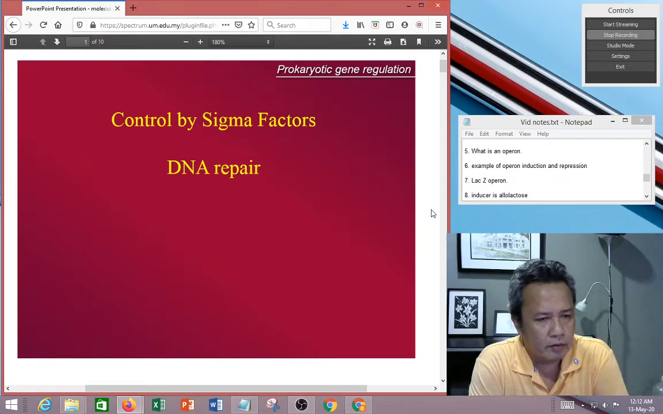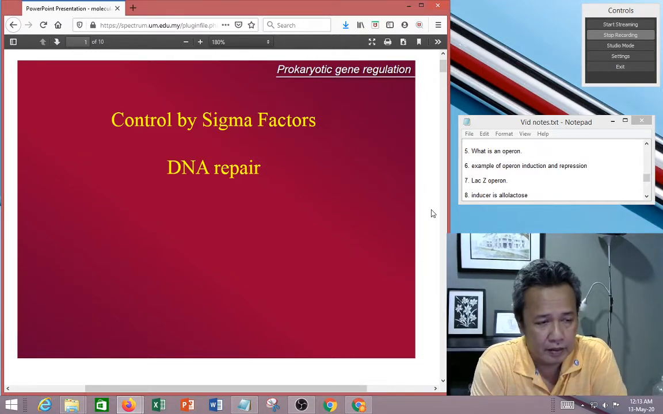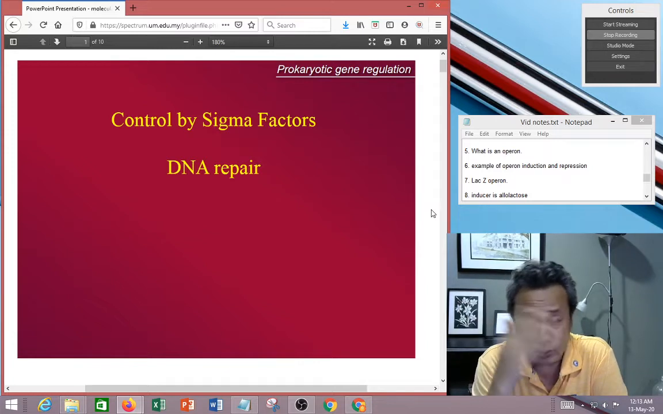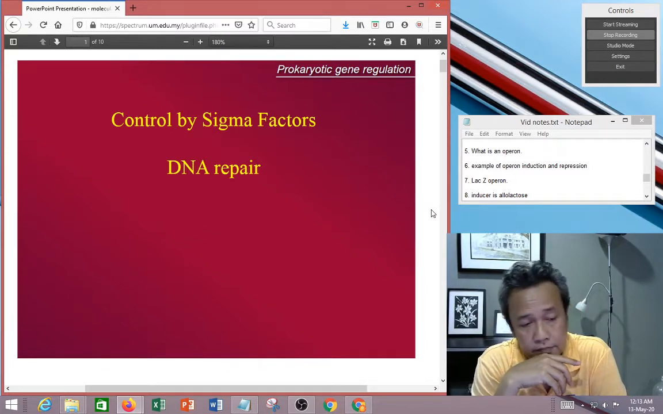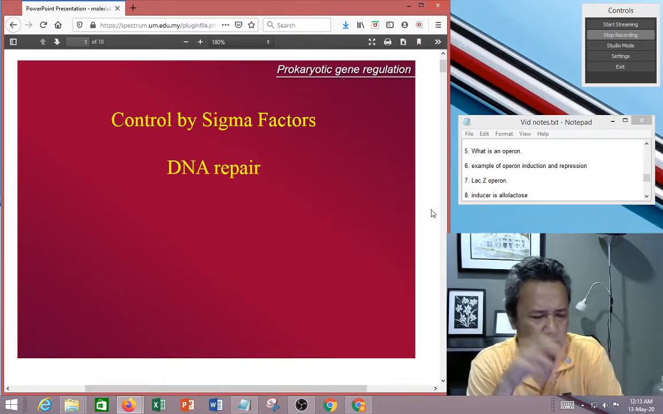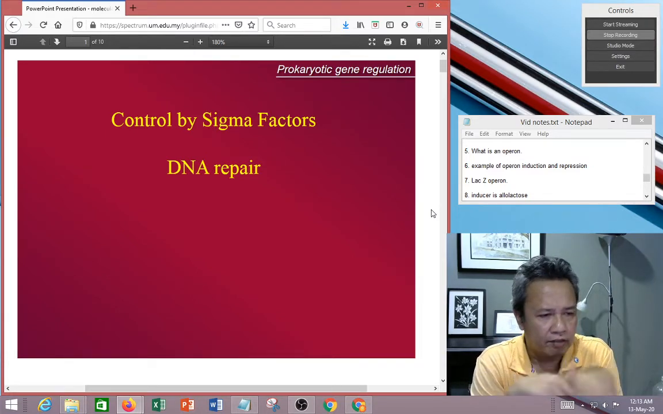This slide has two different topics. They don't have any connection to each other. Control by sigma factor, yes, it's part of gene regulation, but DNA repair is a topic on its own. But you're going to see more of that when you get to second year and third year. So I'm just going to be introducing DNA repair after talking about control by sigma factors.